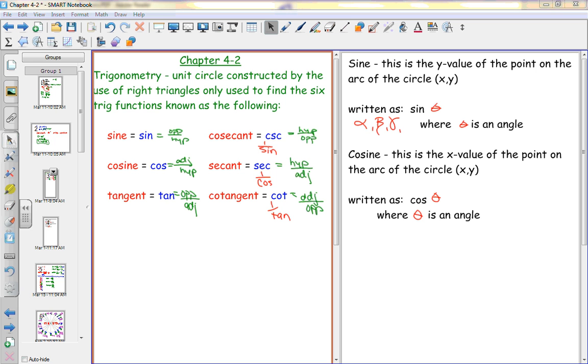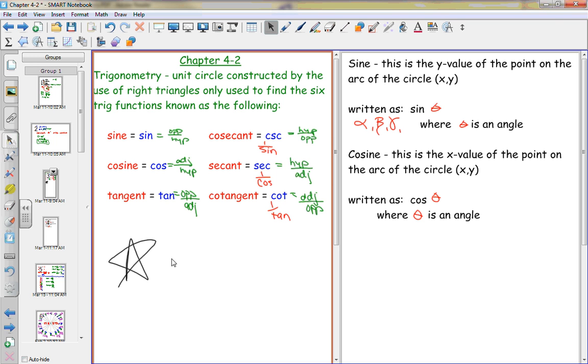Okay? You cannot forget this page. This page right here is very crucial. Whenever I say sine, you should say opposite over hypotenuse, which means you automatically know cosecant. You understand that?